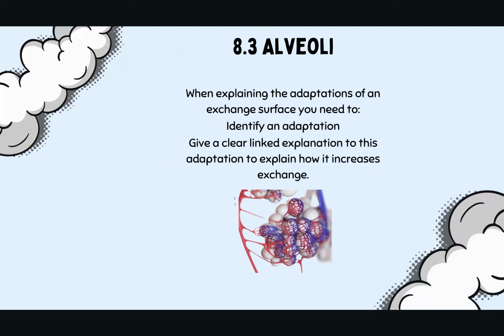So when explaining the adaptations of the exchange surface, you need to identify an adaptation, give a clear linked explanation to this adaptation to explain how it increases exchange. So you need to say what the adaptation is, and alongside what the adaptation is, you've got to give a clear linked explanation to that adaptation.